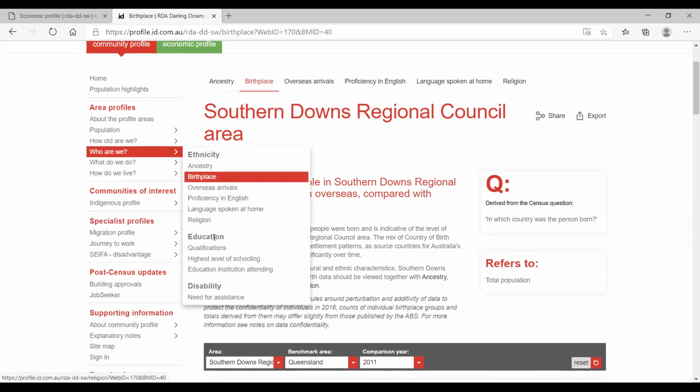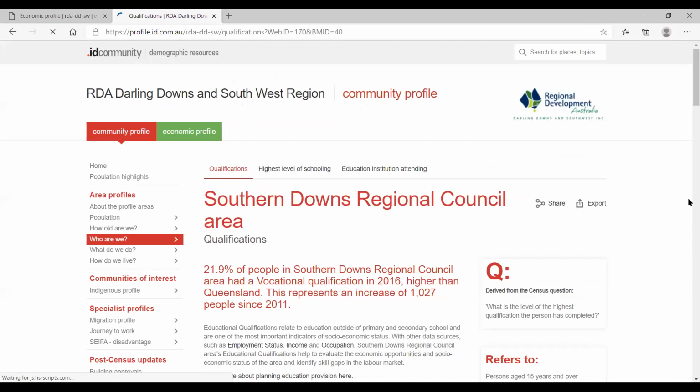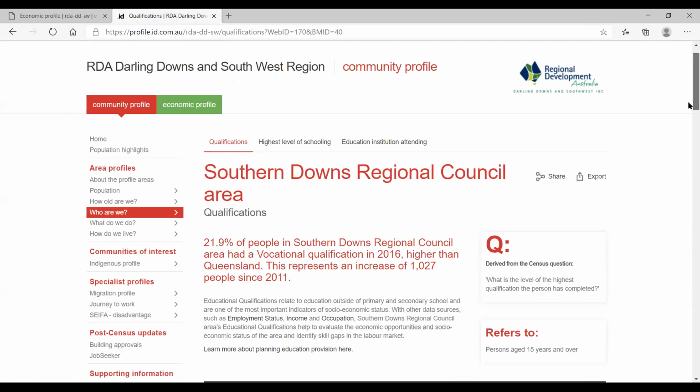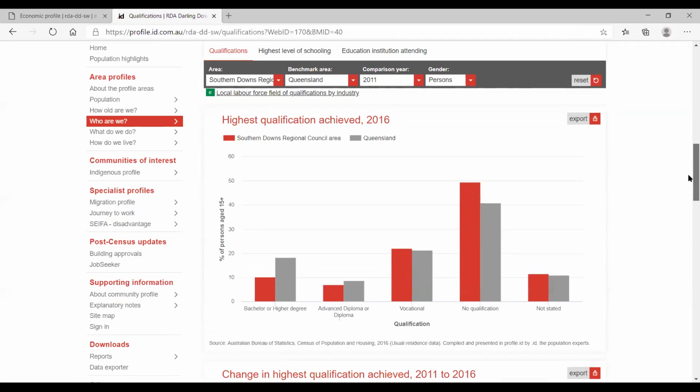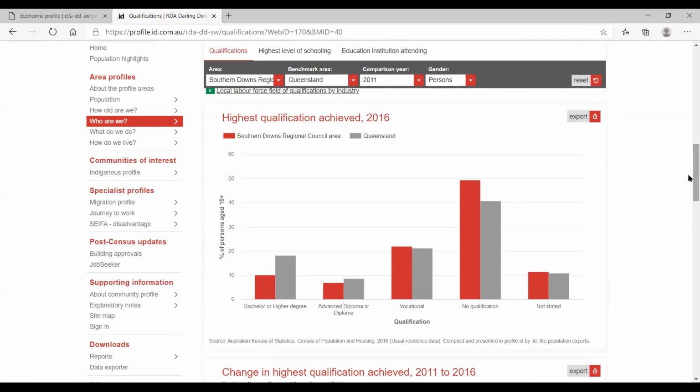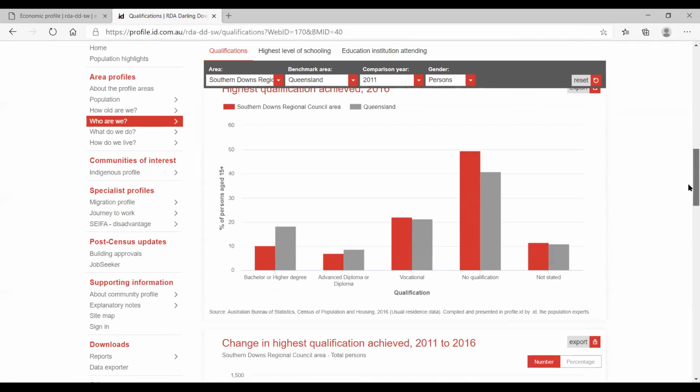So the other thing in Who Are We I'm going to go to is our qualifications. Okay, and when we move down, I'm going to come straight down here to our chart and we can see here there's a higher proportion of people in the Southern Downs region that have no qualification. Okay, we're higher in terms of vocational studies, which is nice. So it really shows the type of worker we have in our community, that we attract to our community.